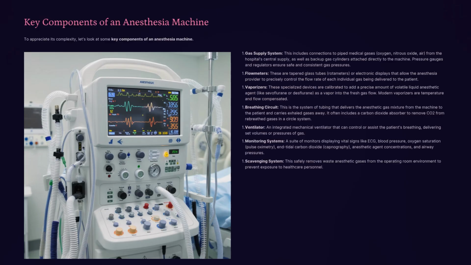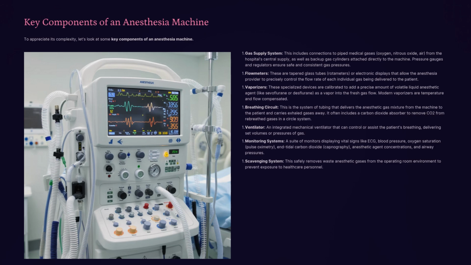Key components of an anesthesia machine. To appreciate its complexity, let's look at some key components of an anesthesia machine. Gas supply system. This includes connections to piped medical gases, oxygen, nitrous oxide, air from the hospital's central supply, as well as backup gas cylinders attached directly to the machine. Pressure gauges and regulators ensure safe and consistent gas pressures.